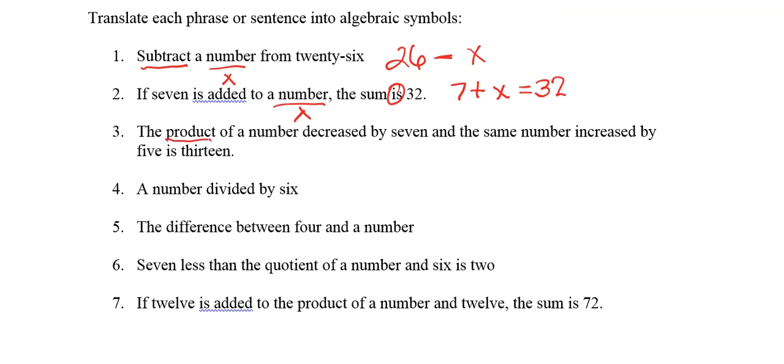Product, so we know we're multiplying something. A number, there's our variable. Decrease, so we're not only multiplying, we're subtracting by 7, and the same number increased by 5. Okay, so we have our number decreased, minus 7. I'm going to put that in parentheses because I'm doing that. Now I'm going to do the product of that same number increased, or plus 5. Then I see the word is, so equal to 13.